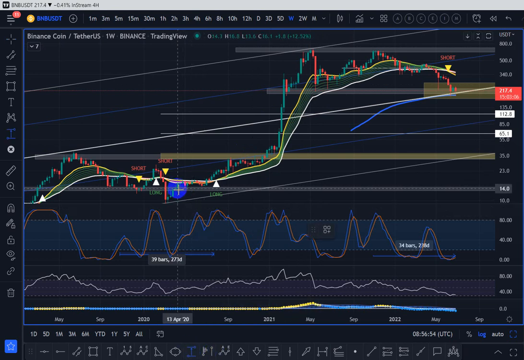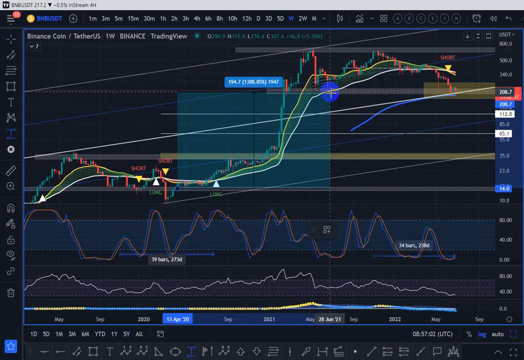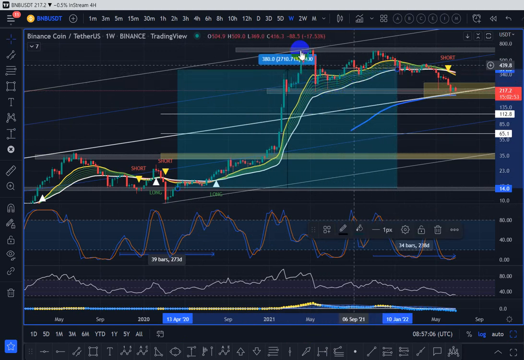For example, your average entry here. Surely you're not going to catch the top, but you can just drag your stop loss with this bottom line and 2,710%. I believe that's reasonable. That's a great investment, right?